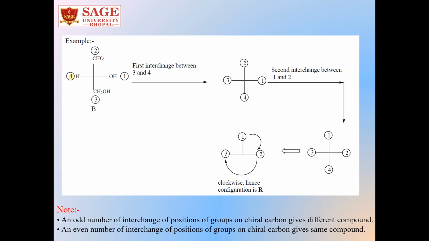So this was all about RS nomenclature, but we must keep in mind that an odd number of interchanges of positions of groups on a chiral carbon gives a different compound. An even number of interchanges of positions of groups on a chiral carbon gives the same compound. So we cannot stop after only one interchange. We always have to do a second interchange to get the original compound.